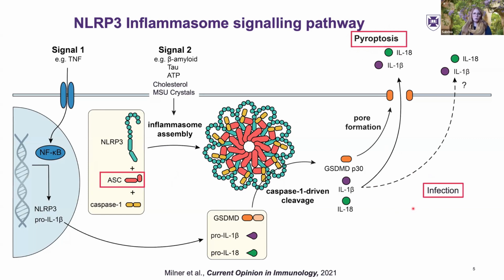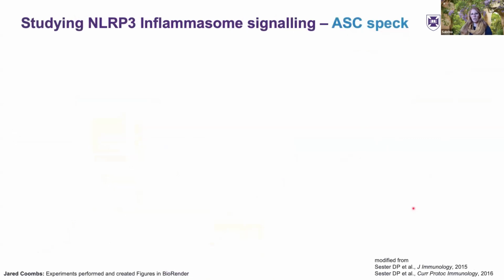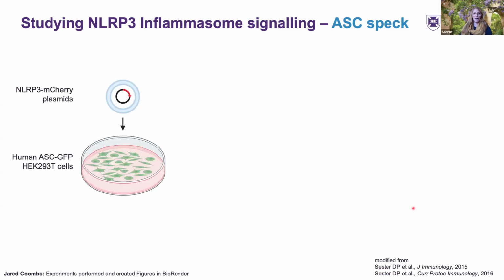If we have a look at the ASC speck, the easiest way of looking at it is to use quite a simplified system. In our case, we often use a HEK293T cell system where we stably express ASC coupled to GFP. This then allows us to transfect these cells with a construct or a plasmid that has NLRP3 tagged with mCherry.